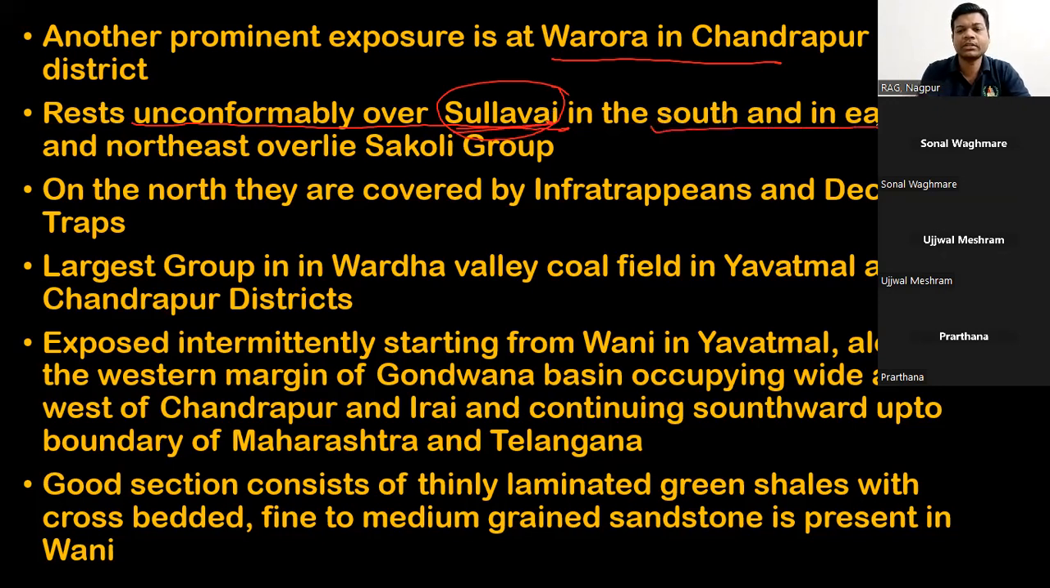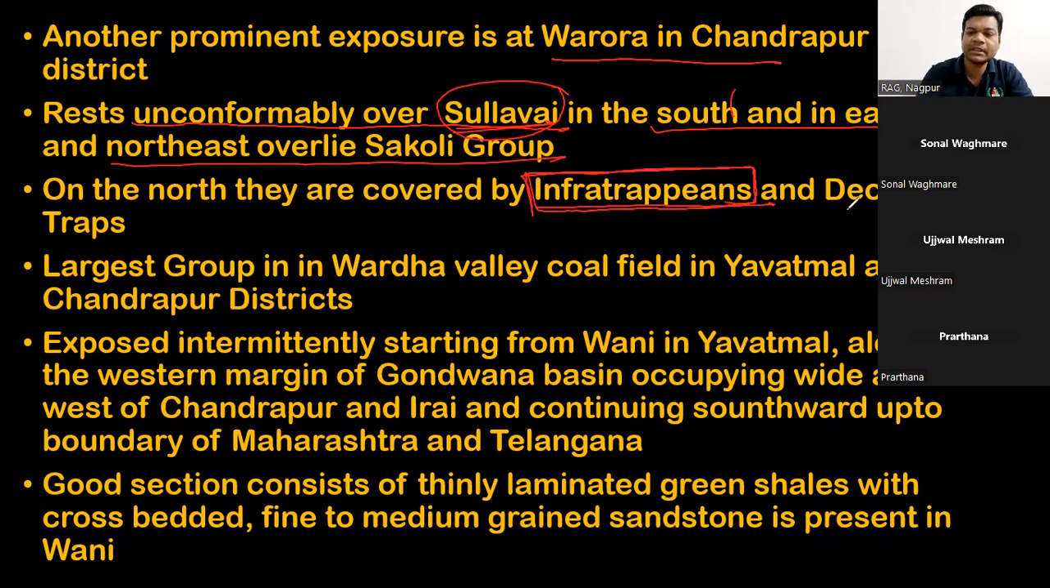In the south, and in the east and northeast, it overlies the Sakoli group. On the north they are covered by infratrappeans. Now remember this, they are covered by infratrappeans and Deccan traps.